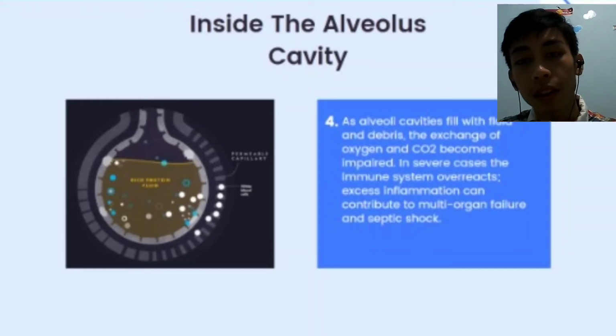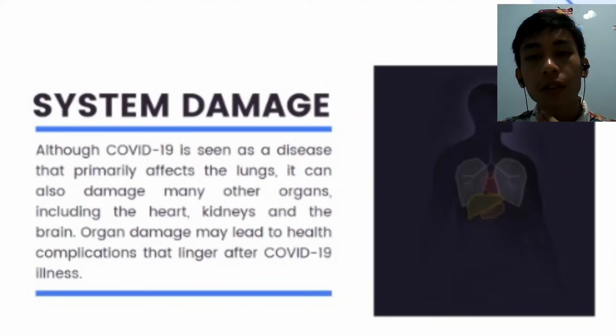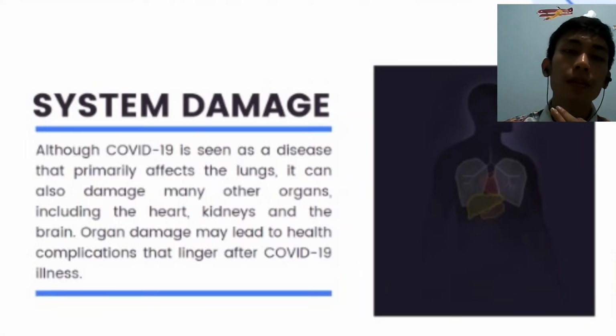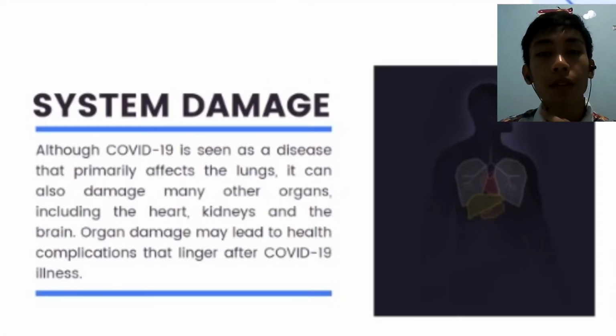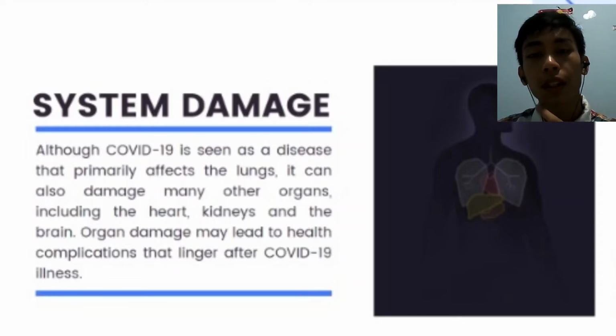In some cases, the immune system overreacts. The inflammation can contribute to multiple organ failure and septic shock. And also, what about the system damage? The virus doesn't just attack the lungs, but can also attack other organs, including the heart, brain, kidney, and the liver can also be affected.